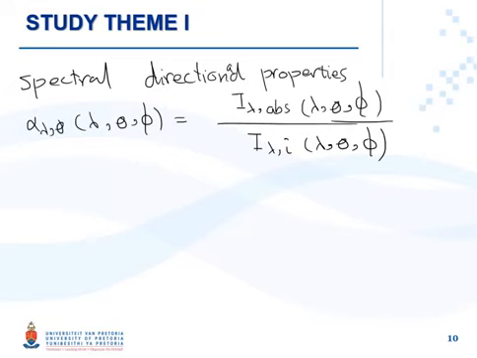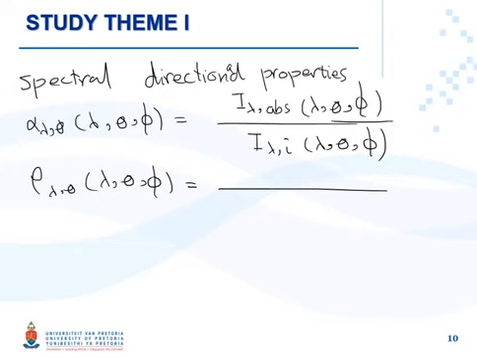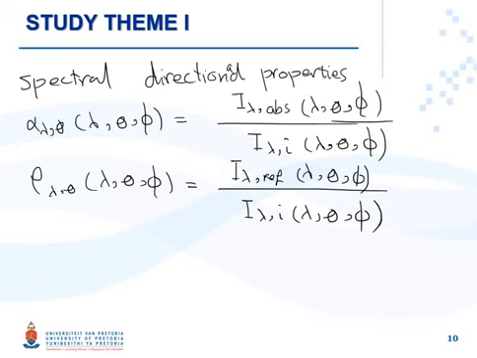For spectral directional reflectivity, we have rho lambda, theta and phi is equal to I lambda reflected, lambda, theta and phi divided by I lambda incident. The same can be extended to transmissivity.